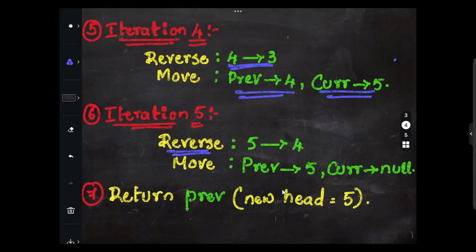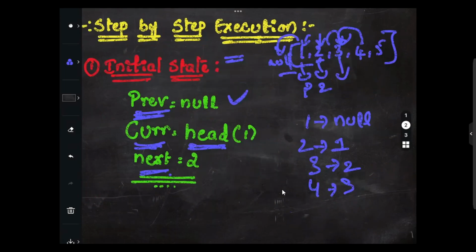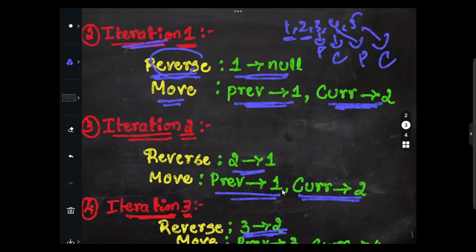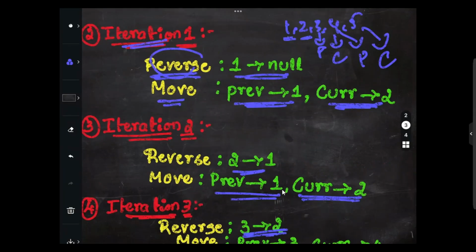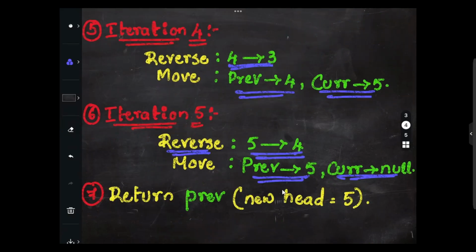Iterative approach. So the next step, the final step, we will reverse 5 to 4. So now previous becomes 5 and current becomes null, because previous was 4, current was 5. This is the last element that is found. This becomes previous and current moves to the next step. Current will be null in this case. We don't have any element.